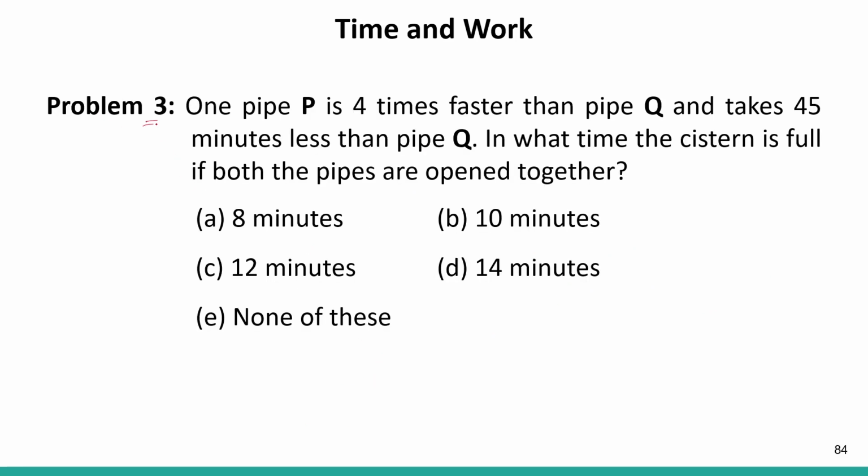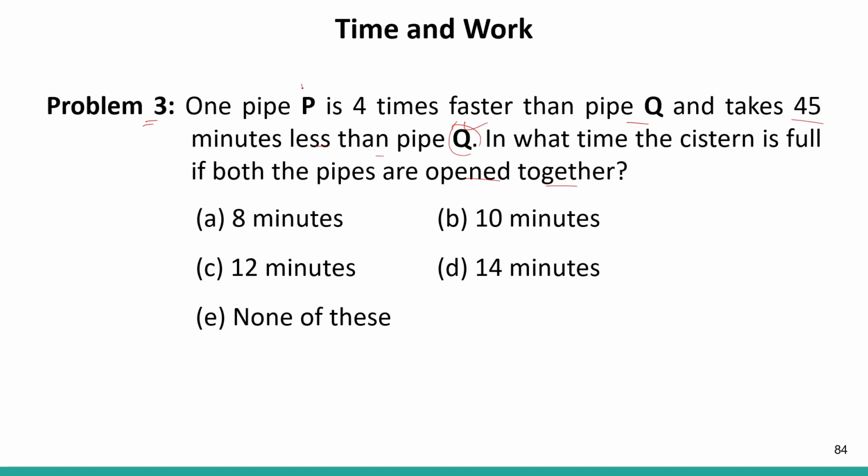Let's go forward with problem number 3. One pipe P is 4 times faster than pipe Q and takes 45 minutes less than pipe Q. In what time is the cistern full if both the pipes are open together? So just try to get your heads around the question.